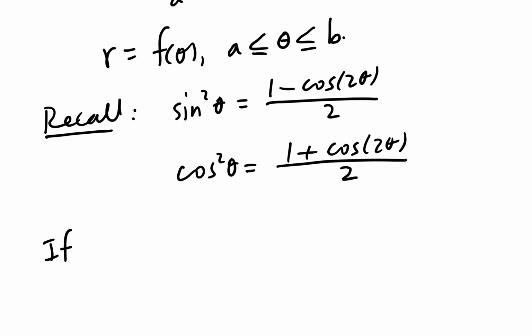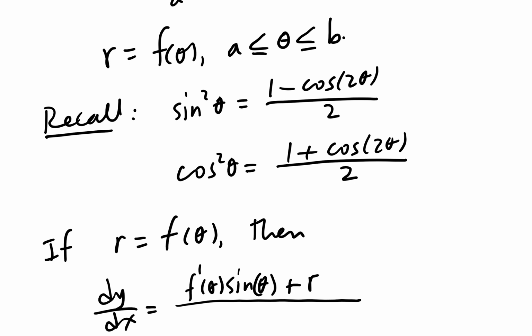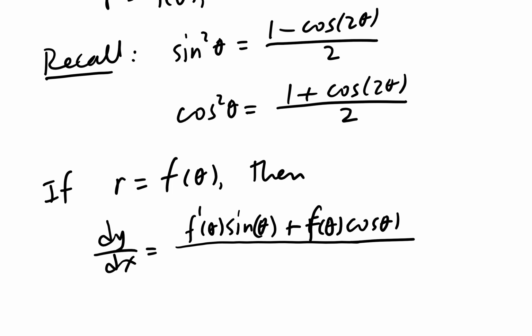If r equals f of theta, then in polar, to find the slope dy dx, the formula we proved in class is f prime of theta times sine theta plus r, or f of theta, cosine theta, divided by f prime of theta cosine theta minus f of theta sine theta.